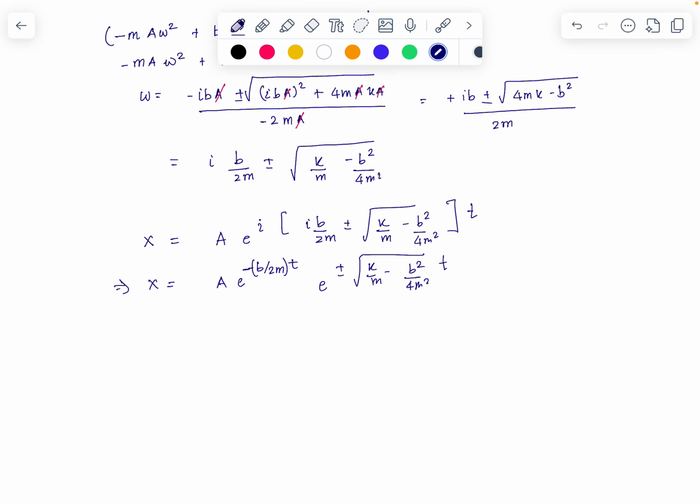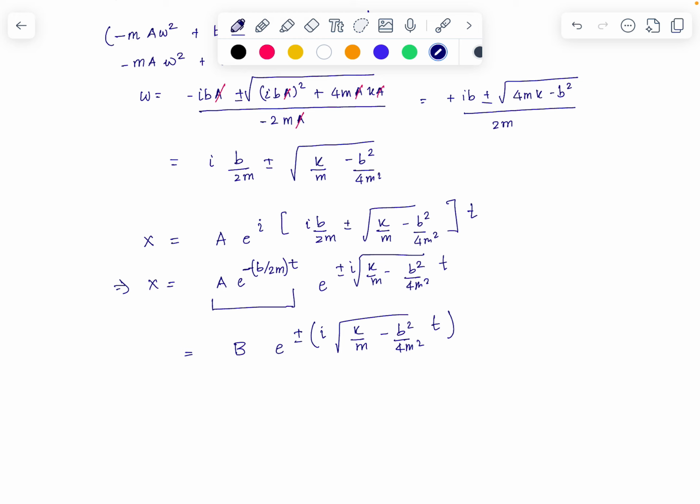So now we can call this the amplitude, and we can write the amplitude as capital B. And we can write this as e to the power plus minus I, there has been an I that's missing, so I will put the I back in, I times the square root of k over m minus b squared divided by 4m squared, times t. So that's what we get here.